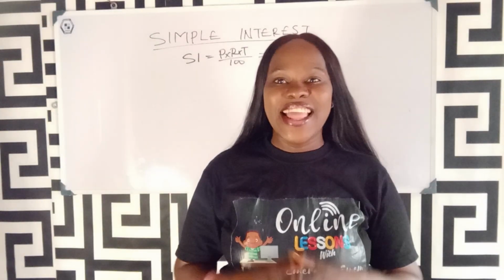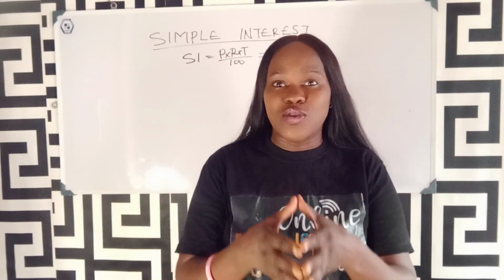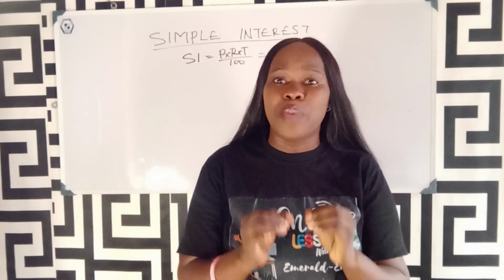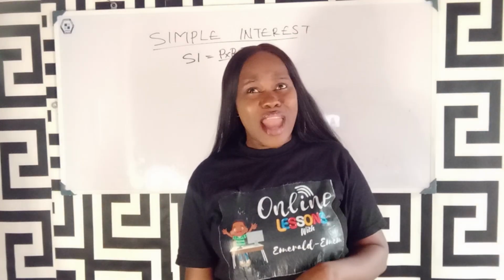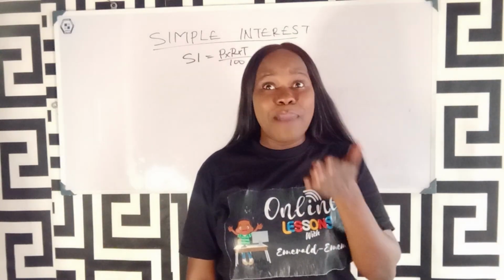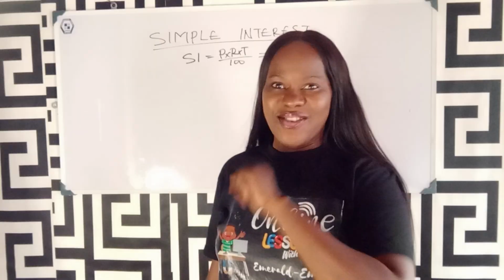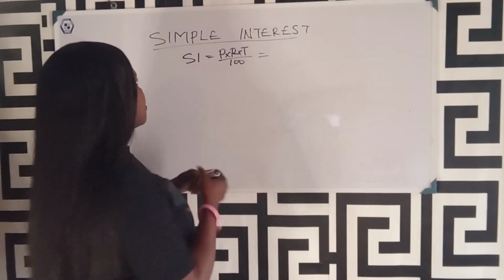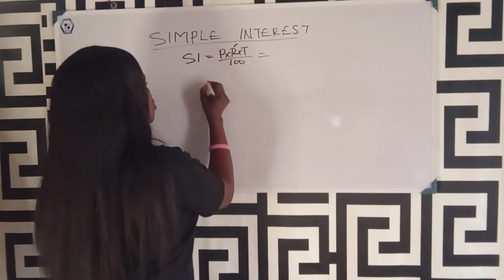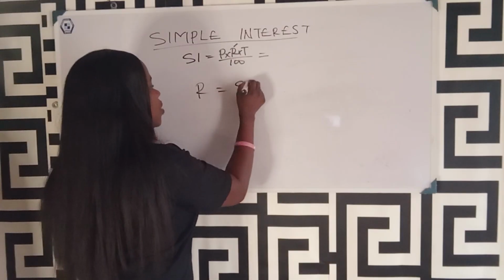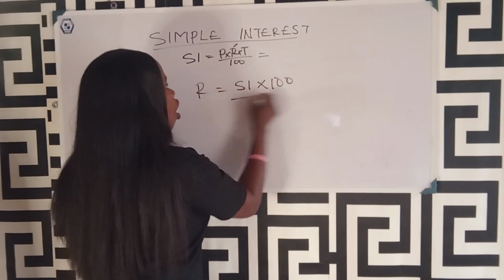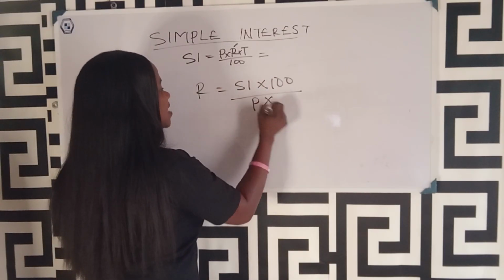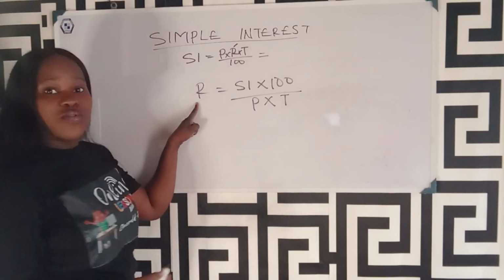So we are going to be finding the rate. What happens if you're given an amount of money and you're being told that this is simple interest over a particular year? And you're like, okay, this company, are they paying 2% or are they paying 4%? How will you know? Let's calculate the rate. So from this formula, we are looking for the rate now. Rate equals simple interest times 100 all over principal times time. This is how to find the rate.